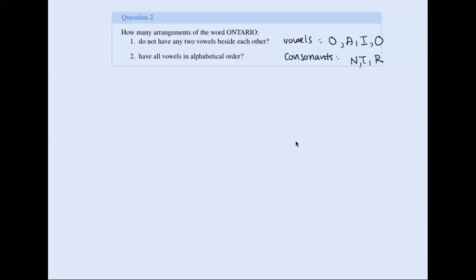For part two, do they mean all of those three vowels are together? No, they don't have to be together. They only need to be in alphabetical order. All right. Yeah, which means something like this is acceptable.